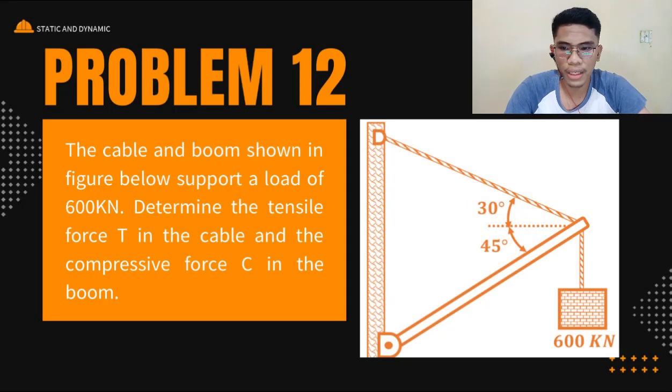So for our next topic, which is equilibrium of concurrent forces. So problem number 12. The cable and boom shown in the figure below support a load of 600 kilonewton. Determine the tensile force in the cable and the compressive force in the boom.